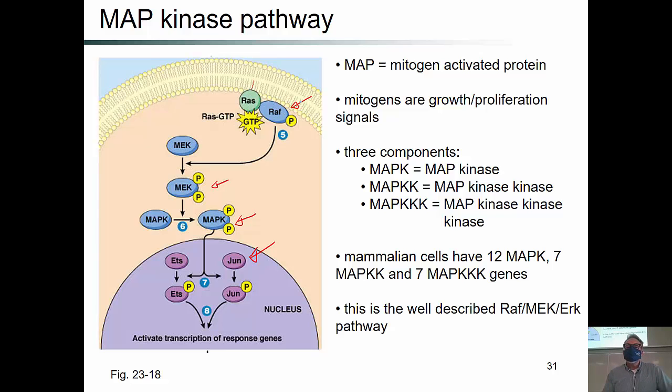The other important thing here is we're back to our old friend combinatorial. There's actually seven of both the MAP kinase kinase and the kinase kinases, and there's 12 of the MAP kinases. And so these can be put together in different combinations to influence different pathways. So kind of a neat system. And again, we see our old friend combinatorial rearing its head. Okay? Questions about?